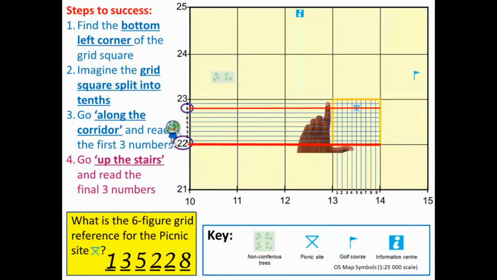So you can see, following these 4 steps to success, we have worked out that the six-figure grid reference for the picnic site is 135228.